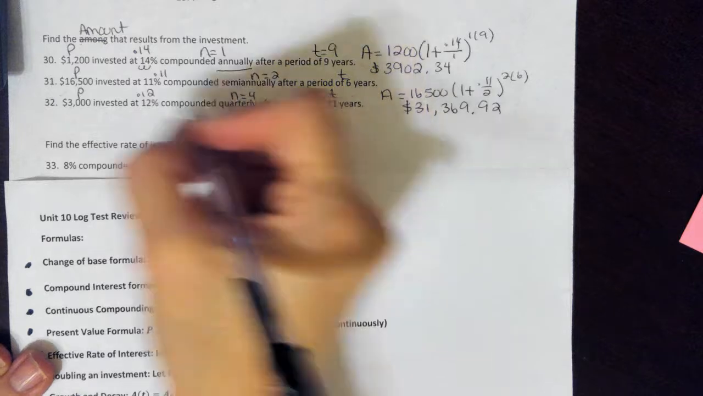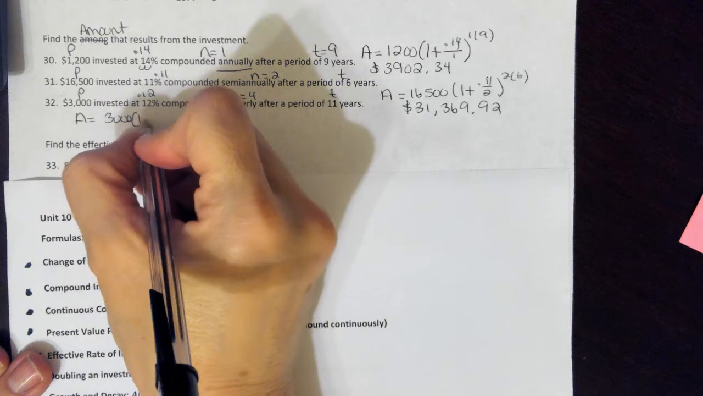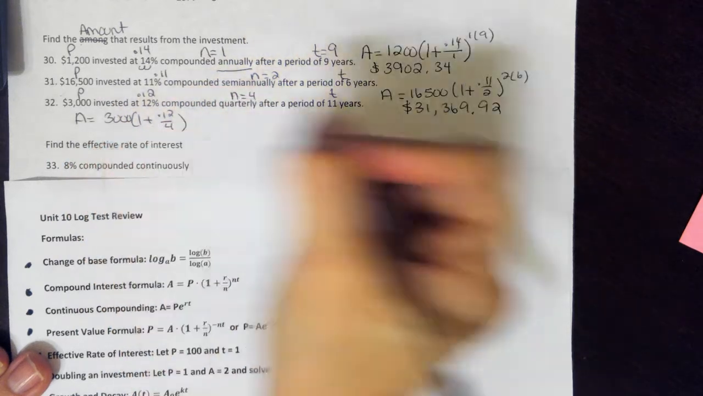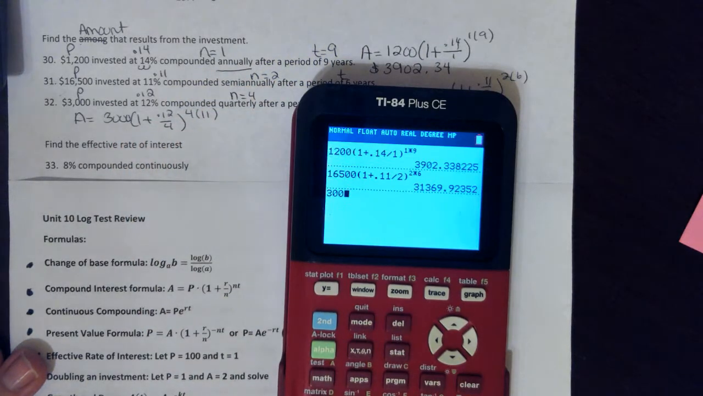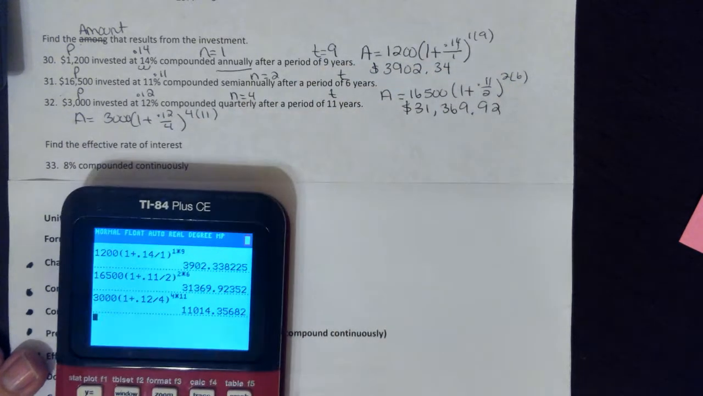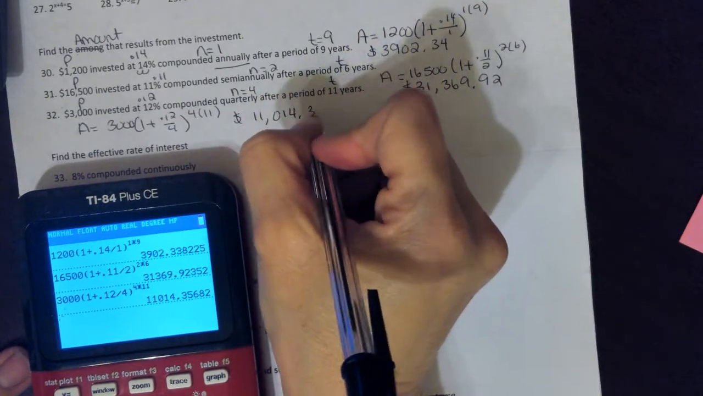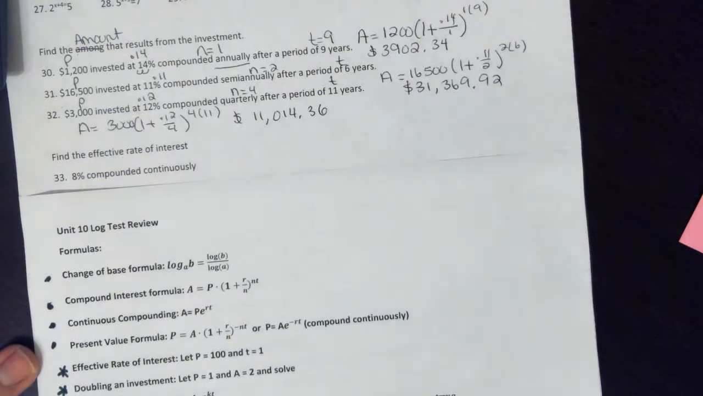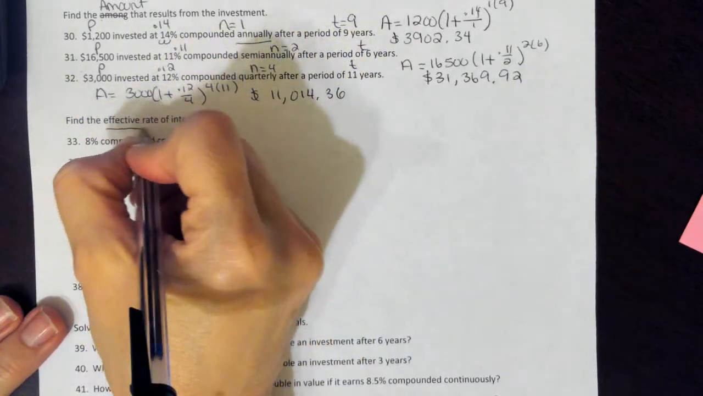Okay, next one. $3,000 is invested at 12%, compounded quarterly after a period of 11 years. Again, the exact same formula. So A equals 3,000 times 1 plus 0.12 over 4, raised to the 4 times 11. Again, you just type it in, but you have to know which of these formulas to go grab. So we have $11,014.36.